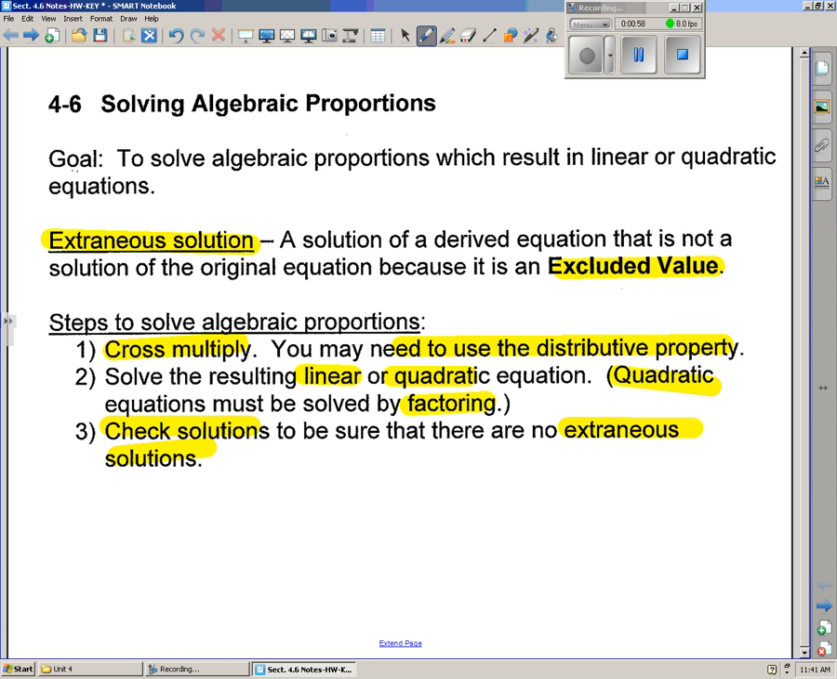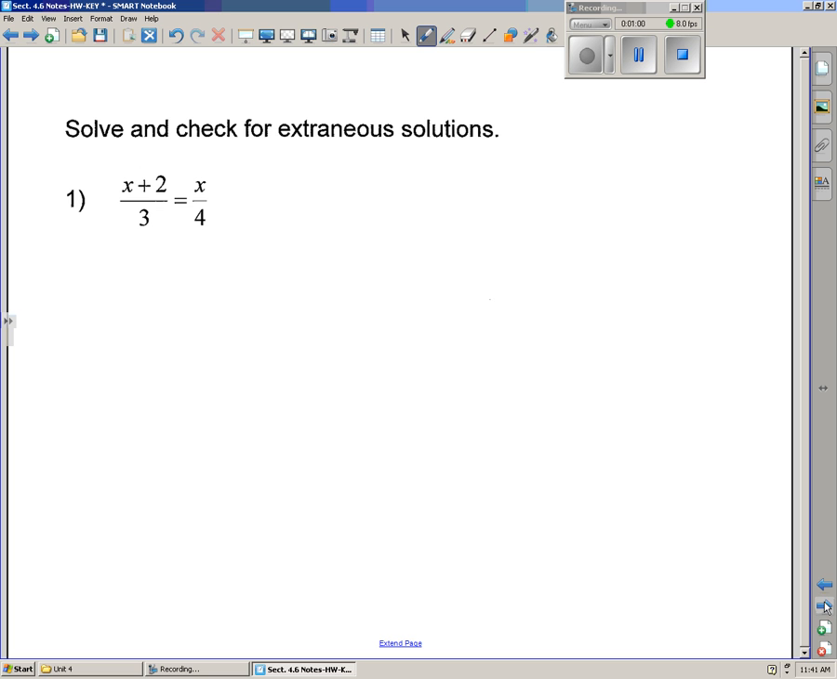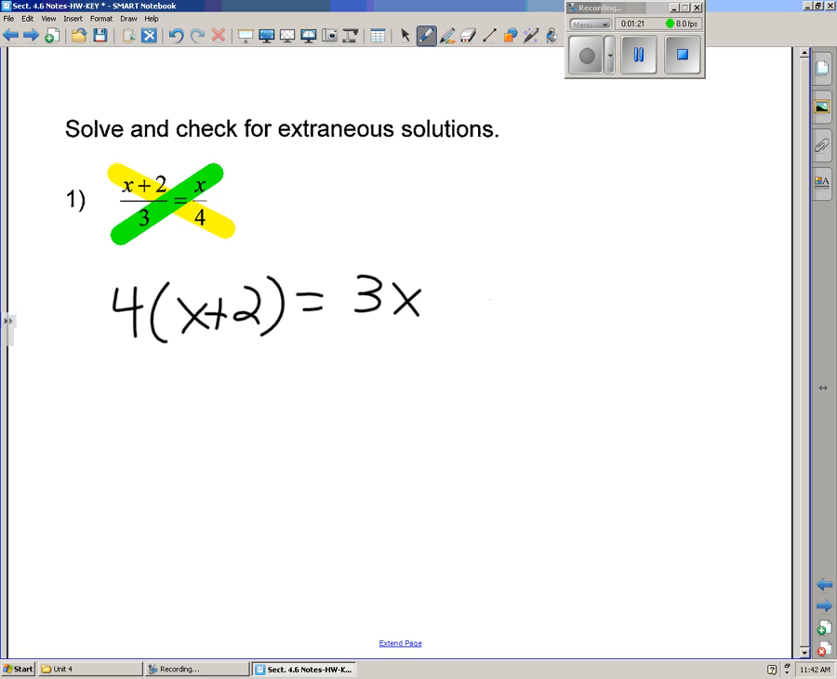Okay, so here's how this is going to go. Solve and check for extraneous solutions. In this case on number 1, you're going to cross multiply. And again, don't forget how to cross multiply. You multiply each diagonal and set them equal to each other. So in yellow, what I have is 4 times x plus 2. In green, what I have is 3x.